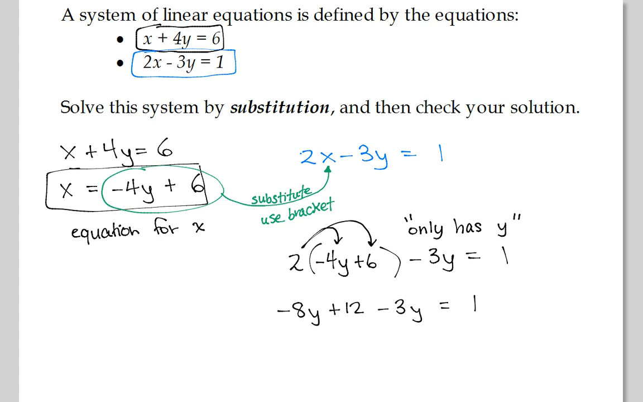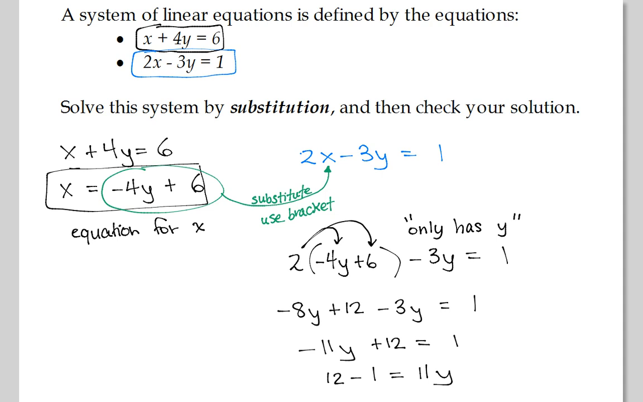Now you have to collect like terms. Minus 8y minus 3y is the same as minus 11y. Plus 12 equals 1. Now what would you do with this one? Would you move the 12 or move the 11? It doesn't actually matter, but I would move the 11. I know some of you would move the 12. Okay, but then you have to divide by a negative and make sure you switch the sign if you do it that way. So I personally would move the 11, so that means I got to move the 1.